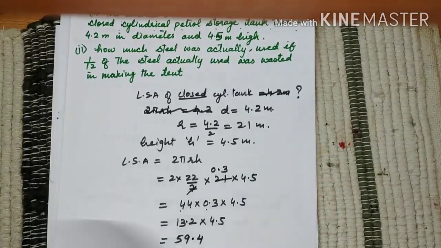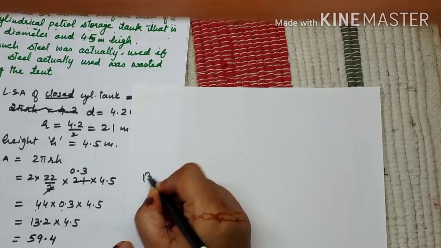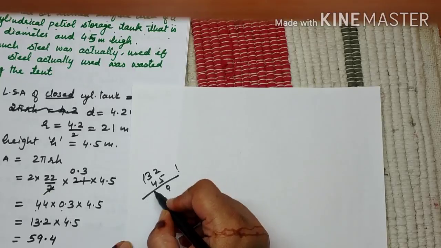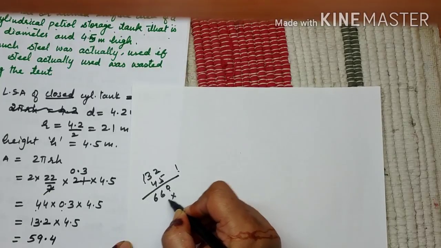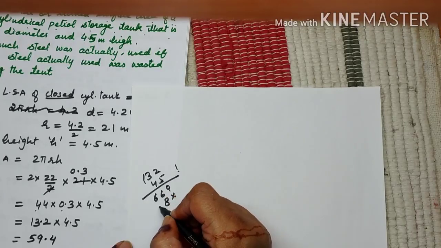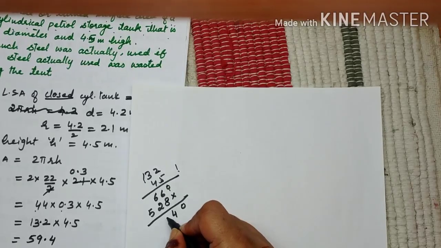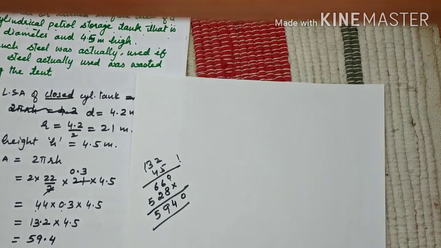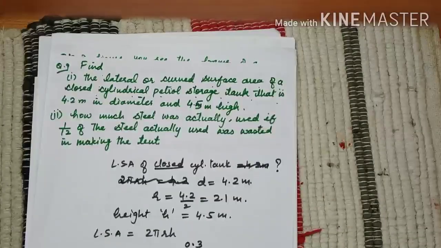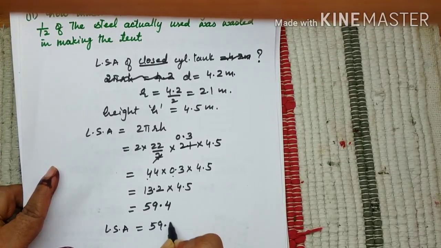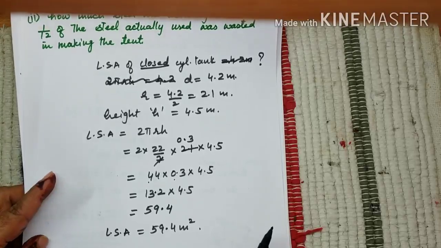I can show you the multiplication here on a rough paper. 132 into 45. 5 twos are 10. You get 5940, children, and there were 2 decimal places, so count 2 decimal places, so 59.4. So we have 59.4. So the lateral surface area is 59.4 meter square. Got it, children?